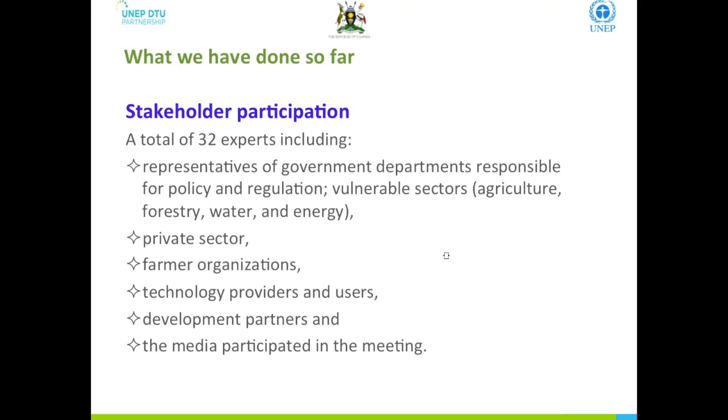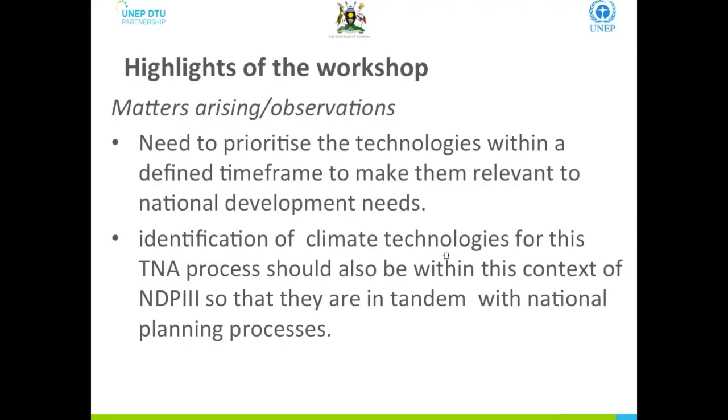So in the workshop, we had a diverse stakeholder community. We had a total of 32 experts coming from the different sectors, agriculture, water, and forestry, but there were others as well. The stakeholder community also came from the private sector, farmer organizations, technology providers and users, because this is a key constituency, and also development partners, including representatives of the GEF, and the media, who participated for purposes of dissemination of whatever is taking place.